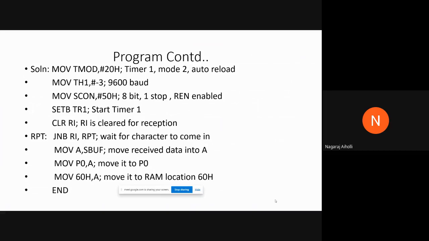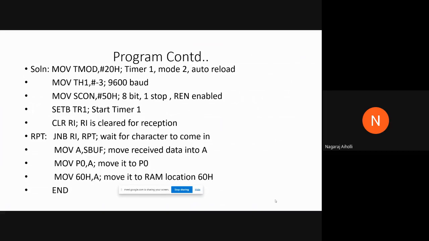So to store 20, that is GATE, C/T bar, M1, M0. Upper 4 bits for timer 1, lower 4 bits for timer 0. That is, we are storing 0010. That 10 is the M1 M0 bits, that is mode 2. Upper 4 bits is for timer 1. Then MOV TH1, #-3. For 9600 baud rate, we are storing the value -3.